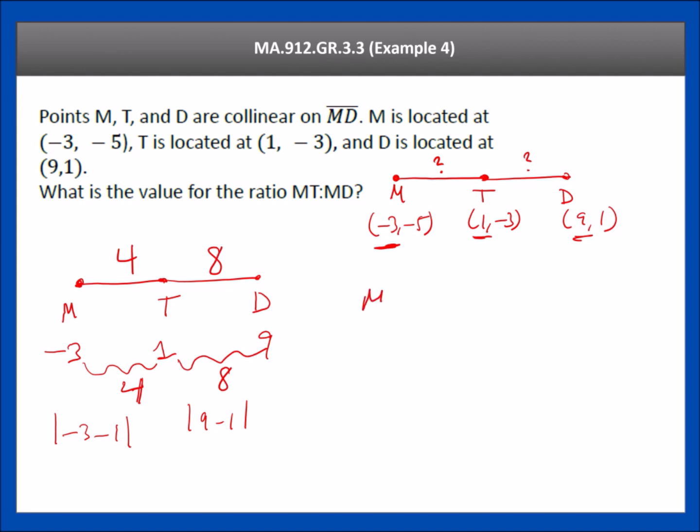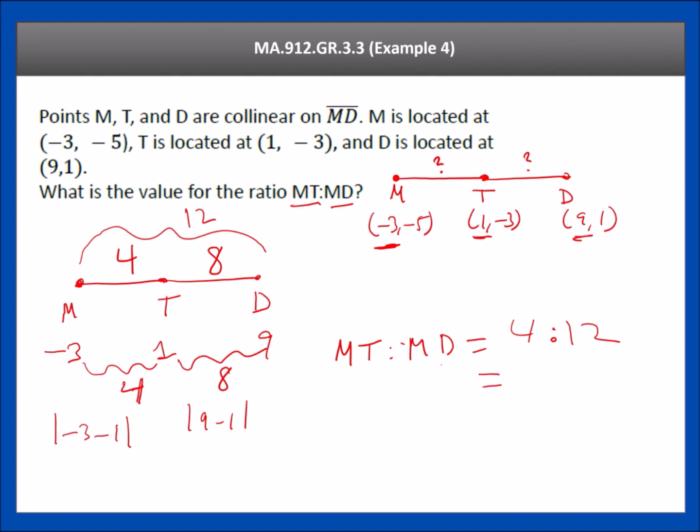So the ratio, let's do MT to M. Oh, we want MT to MD, so we want to be careful with that. We also want to be careful of what they are asking in the question. MT to MD. Well, MT is 4, and MD is this whole thing, from M to D, which is 12. So it's actually a 4 to 12 ratio. So be very careful with what they're asking for.